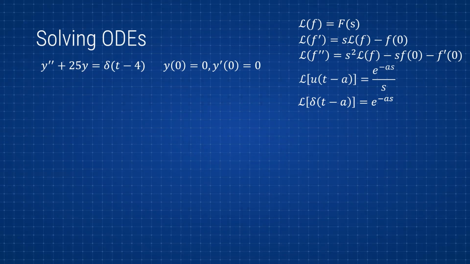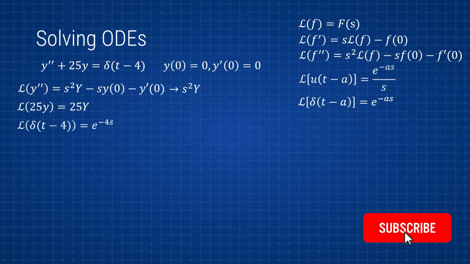So we have this problem here. We have y double prime plus 25y equals delta of t minus 4, where both initial conditions are 0. So once again, let's take the Laplace of y double prime, which is s squared capital Y minus s times y of 0 minus y prime of 0. But because both initial conditions are 0, I get only s squared capital Y. The Laplace of 25y is just 25 capital Y. And the Laplace of delta of t minus 4 is just e to the negative 4s.